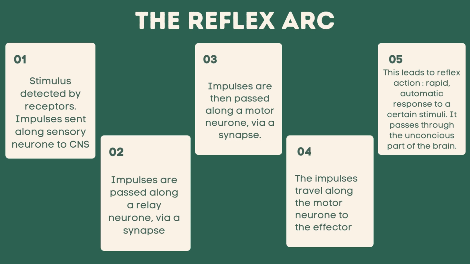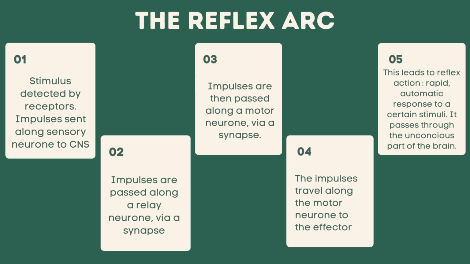So what are reflex actions? Reflex actions are rapid, automatic responses to certain stimuli that do not involve the conscious part of the brain. So this means that our body reacts without us having to think what to do. The passage of nerve impulses in a reflex action from the receptor to the effector is called a reflex arc. So the reflex arc goes through the central nervous system.